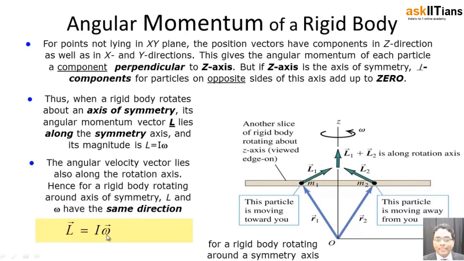Further, L is equal to I into omega, where I is the moment of inertia and omega is the angular velocity. There is a symmetry about the z-axis, as you can see, the object is moving about the z-axis, so there is a symmetry about the z-axis of the masses m1 and m2.